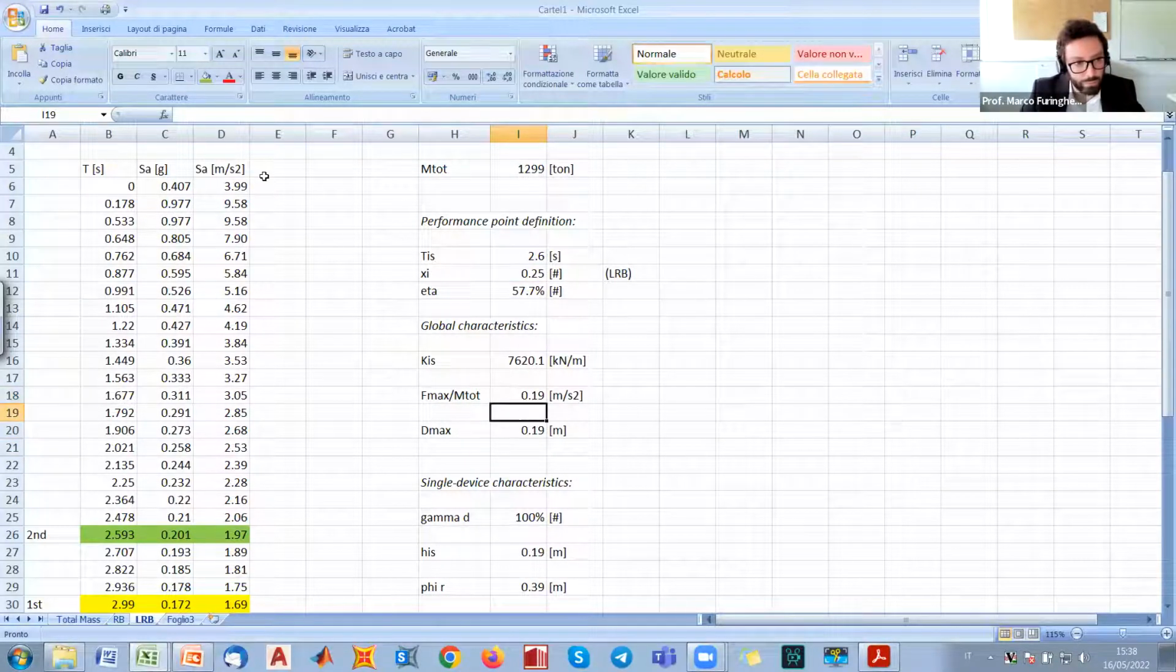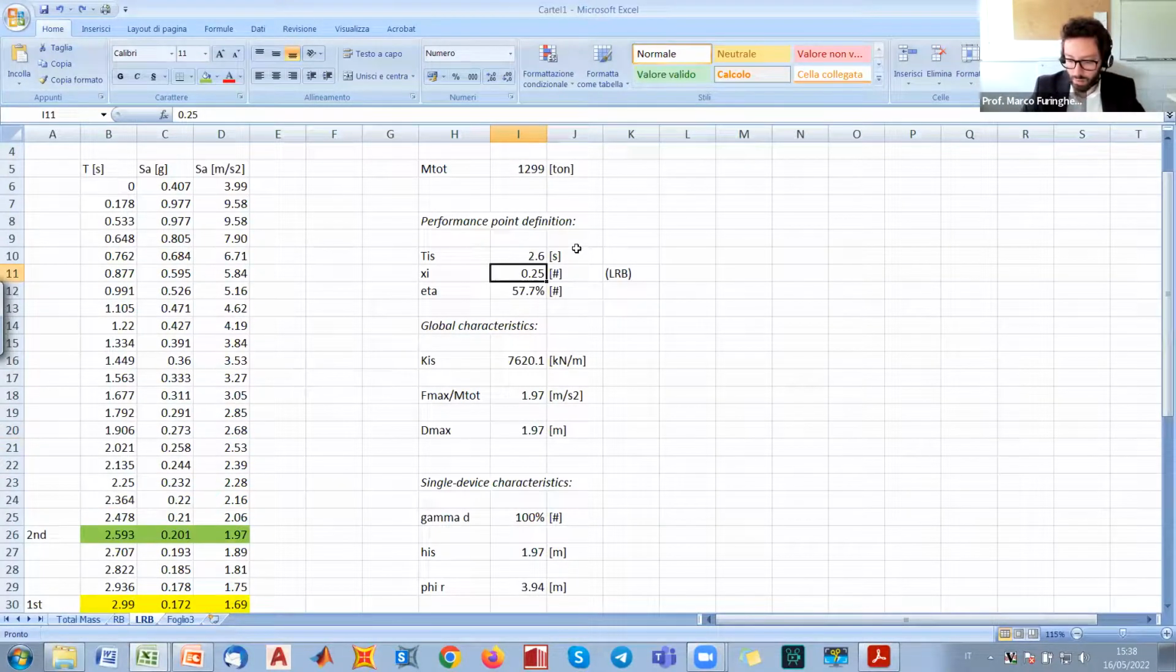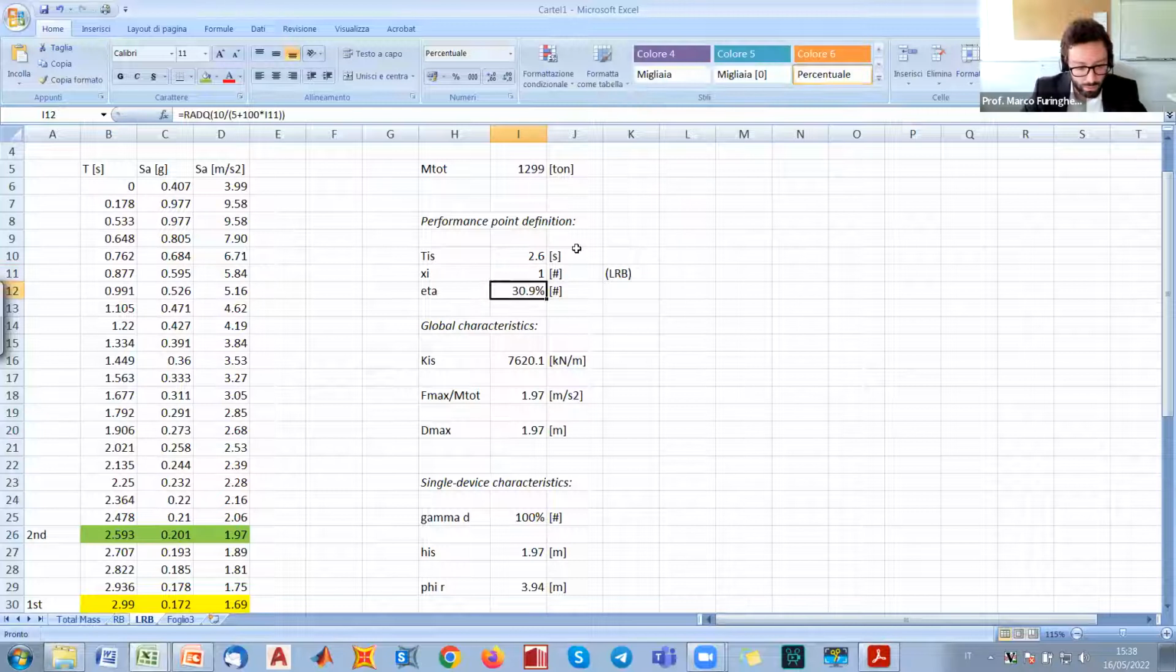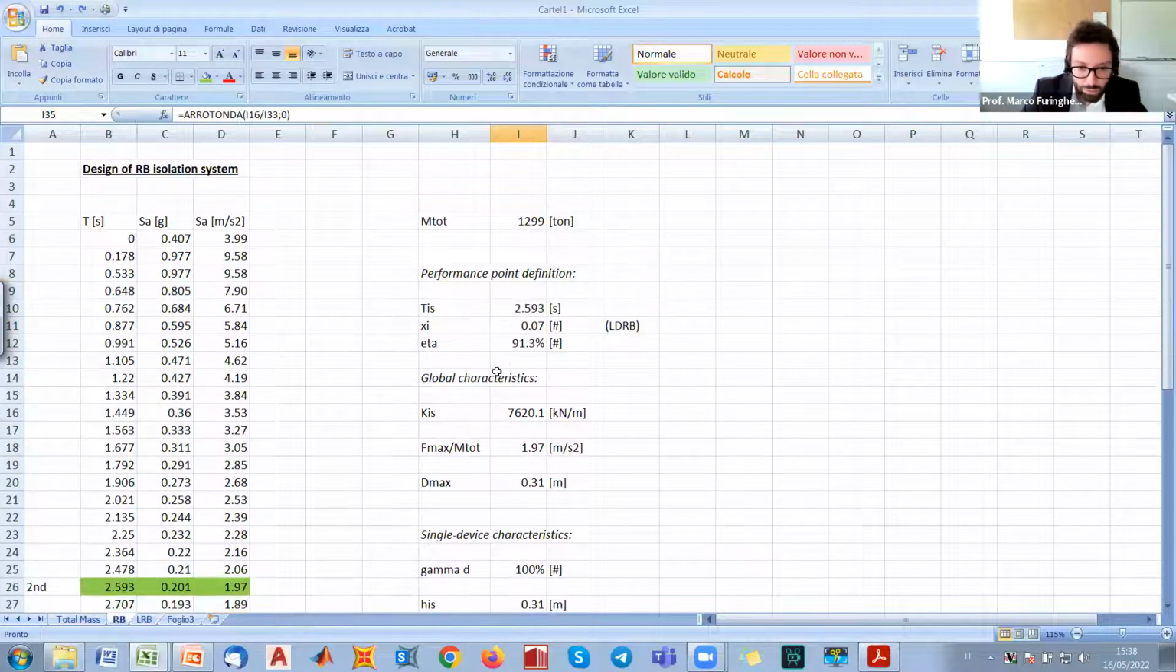It's better, I think. Note this. I don't know where there is the definition of the damping. We have to modify these. Let's go back also to this.